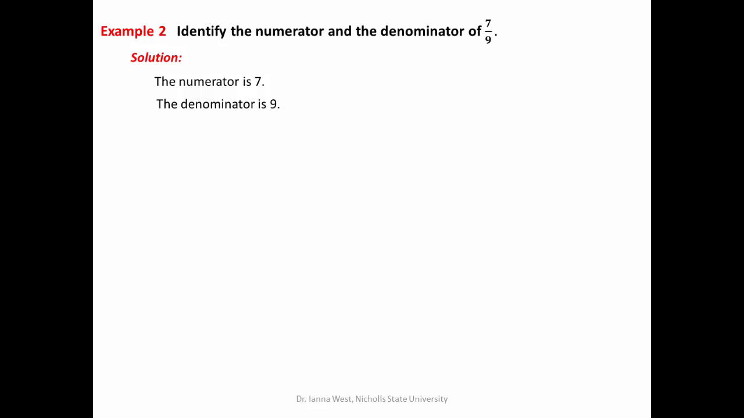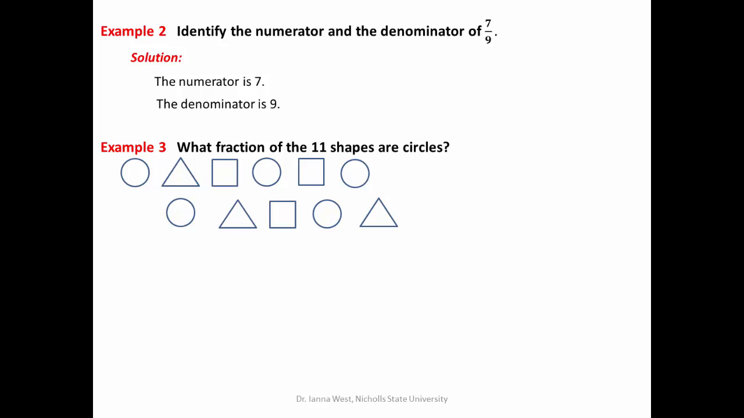For our last example in this part, what fraction of the 11 shapes are circles? The 11 shapes represent the whole set of shapes. The 5 circles represent a fractional part of the whole. To write the fraction, we let the denominator equal 11 and we let the numerator equal 5. Therefore, the fraction of 11 shapes that are circles is 5/11.